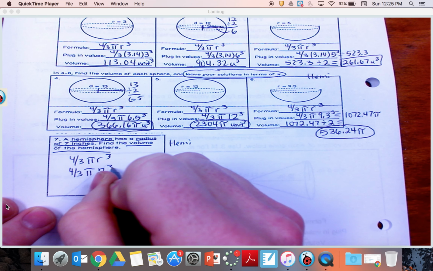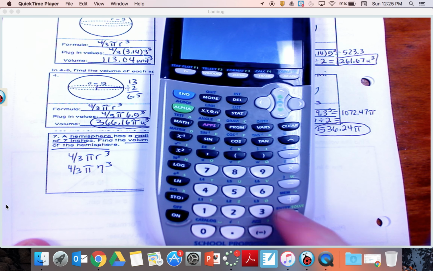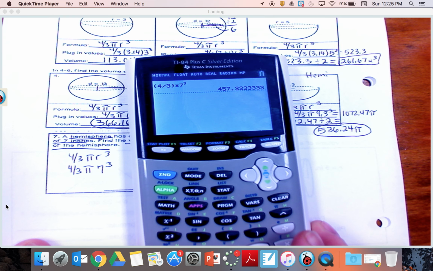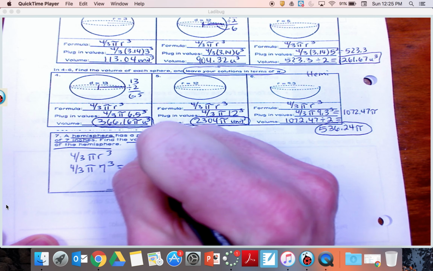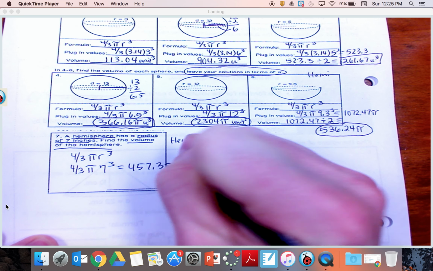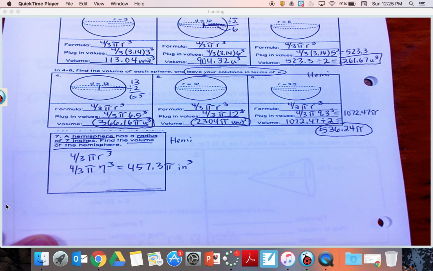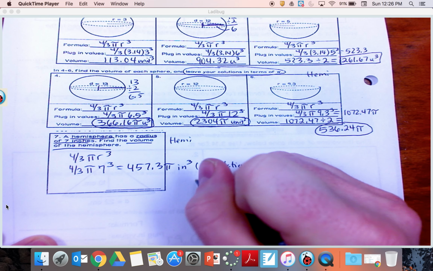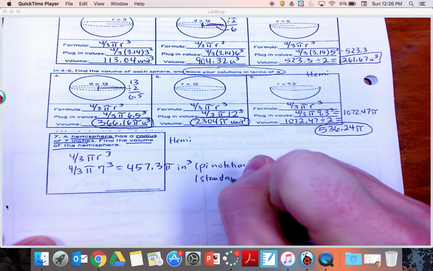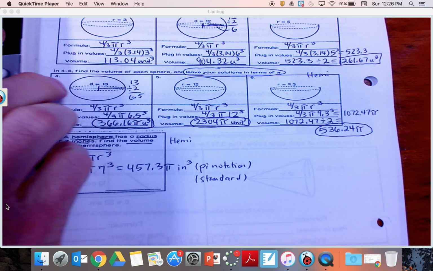So I'm going to put it in pi terms the first time, in pi notation. So I'm not going to multiply it by 3.14. So I get 457.33 times pi, and this would be cubic inches. That's what it would be in pi notation. If I wanted it in standard notation, remember I would take this and I would use 3.14.